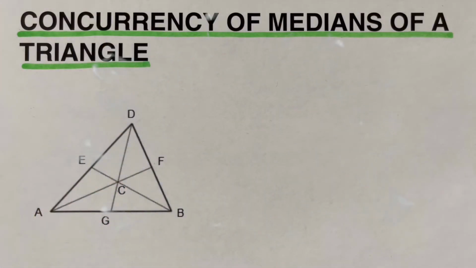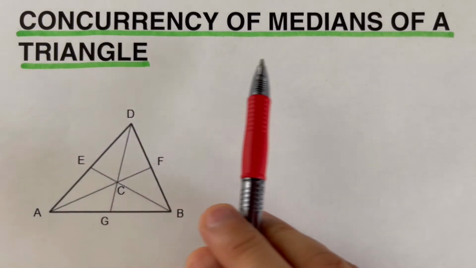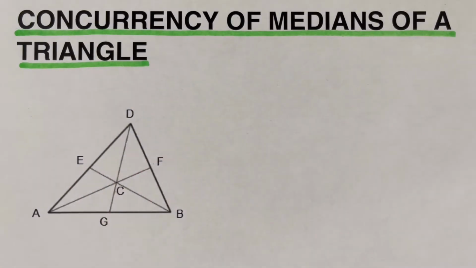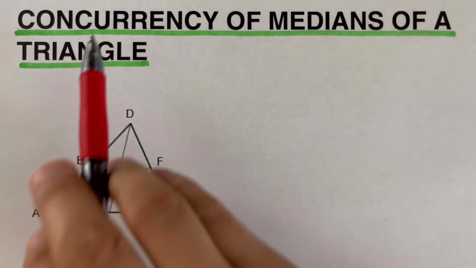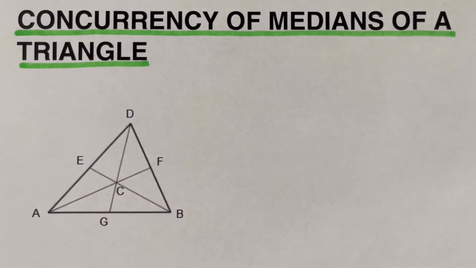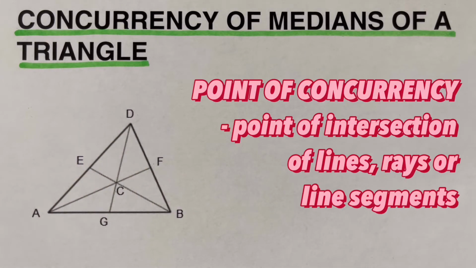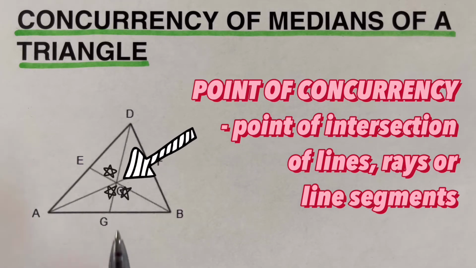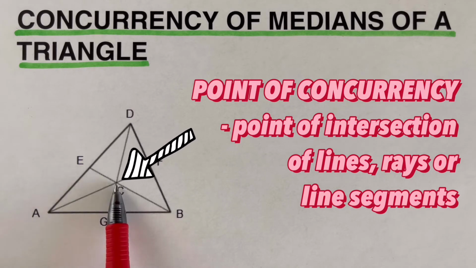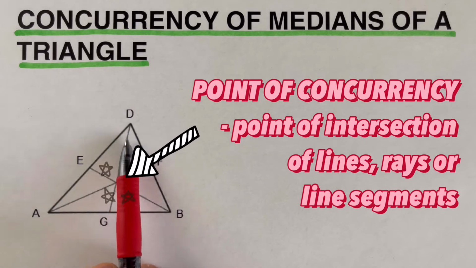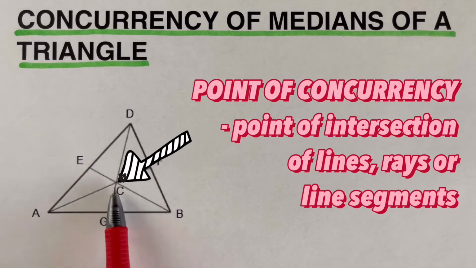Everyone, this video will focus on the concurrency of medians of a triangle. Before we go over this figure that we have right here, let's define concurrency and median of a triangle. We remember that if we say point of concurrency, it is referred to as the point of intersection of lines, rays, or line segments. So in this case right here, we call this the point of concurrency because these line segments are touching each other at this point.